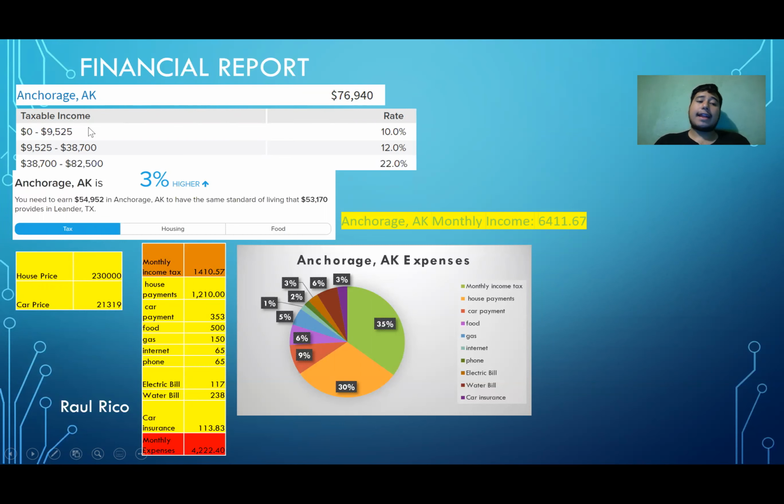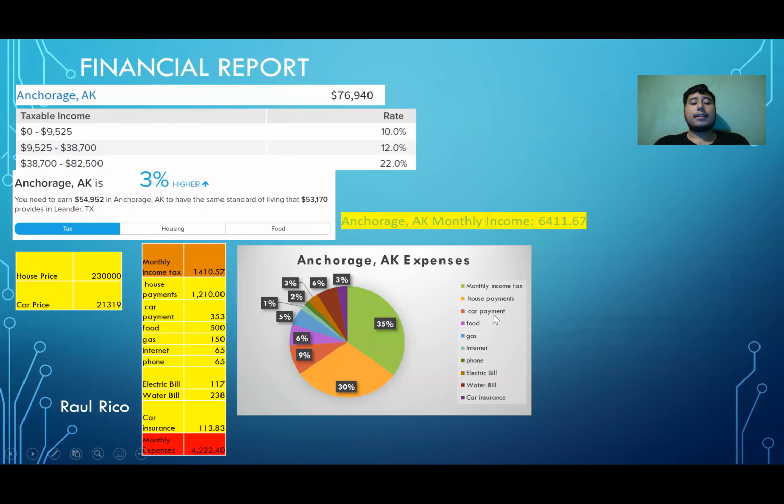And after finding that, I had to find my taxable income rate, which is 22%. And I had to move around all my expenses and at the same time add my income tax. And I built a whole new chart giving me my expenses for the month.